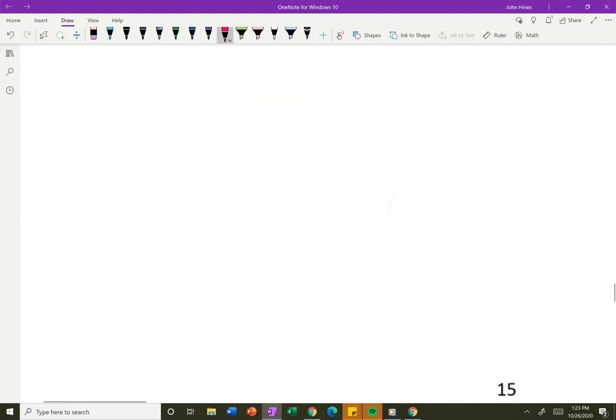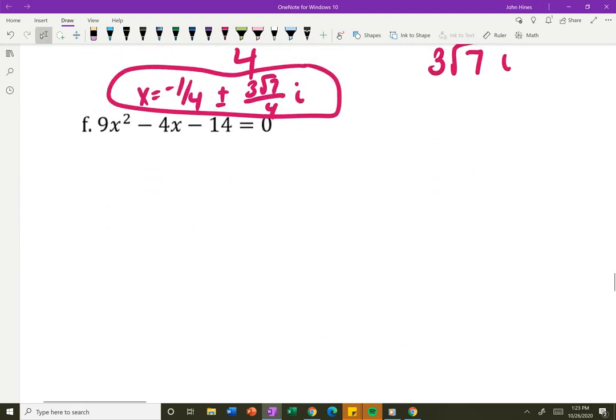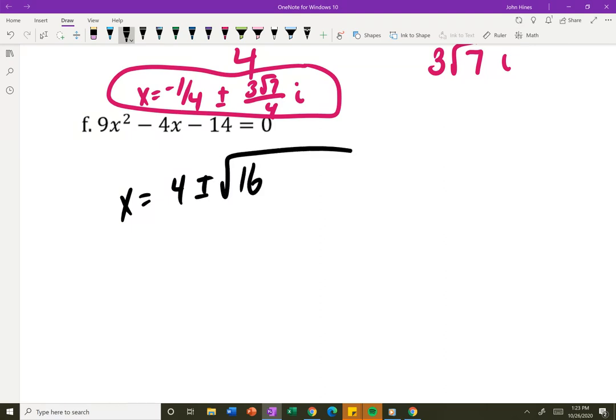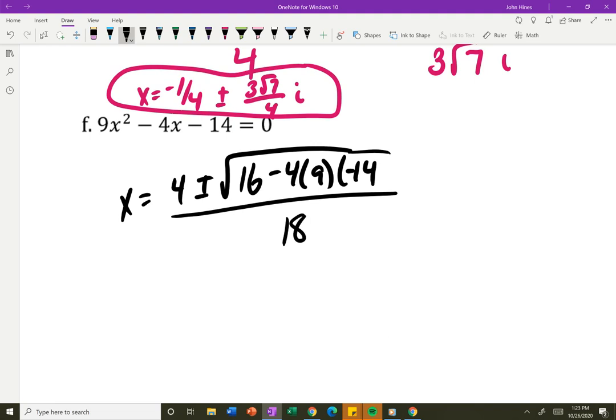And the last thing in this lesson here is letter F. So what do we get here? Nothing I can GCF. So x equals positive 4 plus or minus the square root of negative 4 squared, which is 16, because when you square a negative real number, you get a positive back, minus 4 times a times c, all over 2 times a. So I'm going to type in my discriminant here.